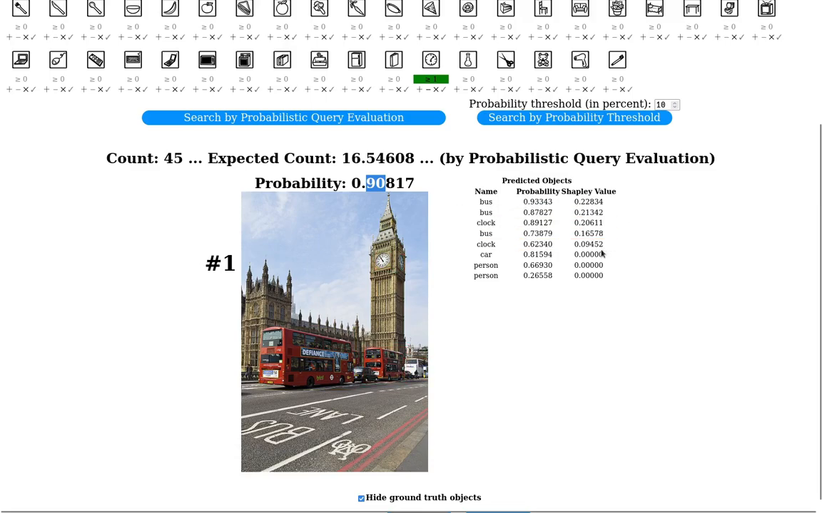And we have a similar phenomenon with the clocks, where this clock contributes more to the query than this particular clock, because this particular clock has a lower probability.